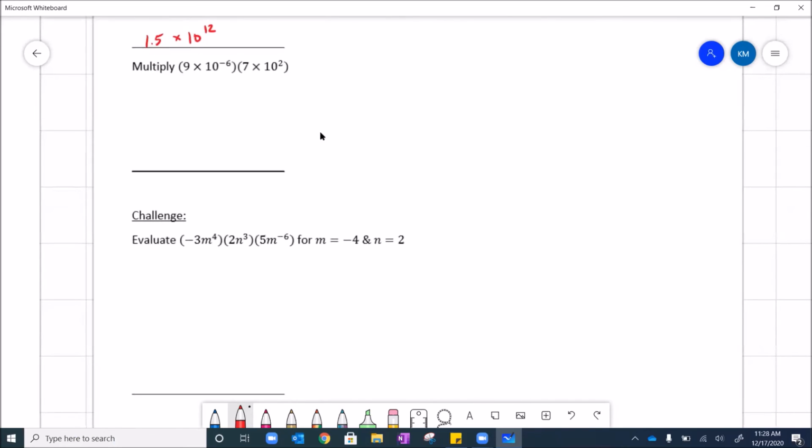We have 9 times 7, 10 to the negative 6 plus 2. So we have 63. Oops, keep writing it down too low. 63 times 10 to the negative 4th. Okay, needs to be in scientific notation, so I'm going to move this to the left. Makes it 6.3 times 10 to the negative 3rd. Now, you might say, well, can we have negative exponents? In scientific notation, we can have negative exponents. That is the only time.